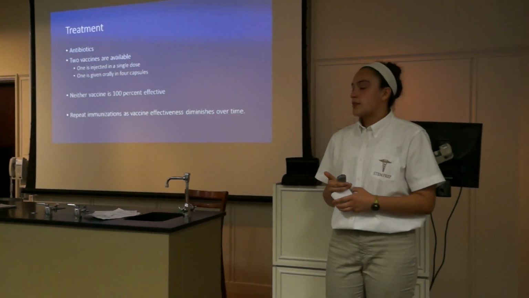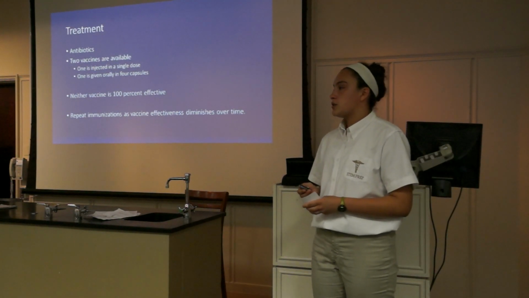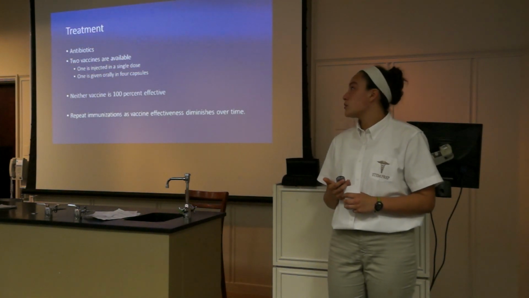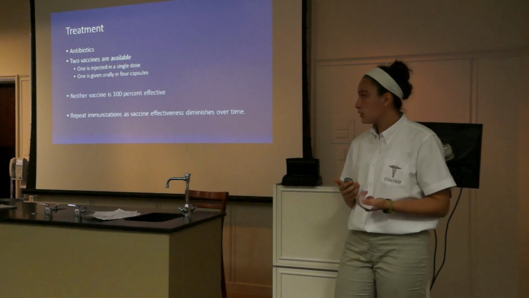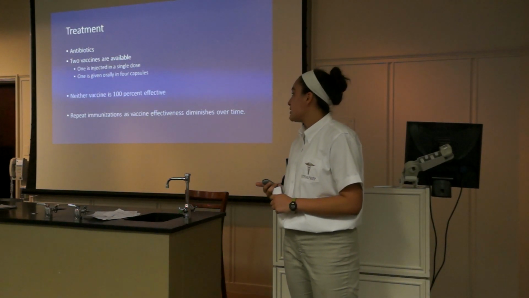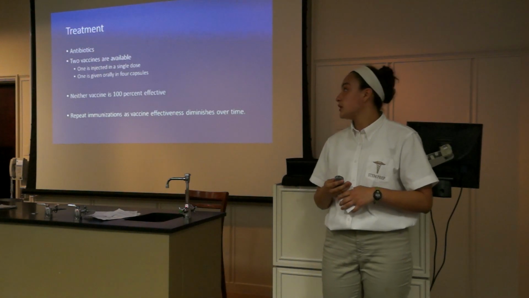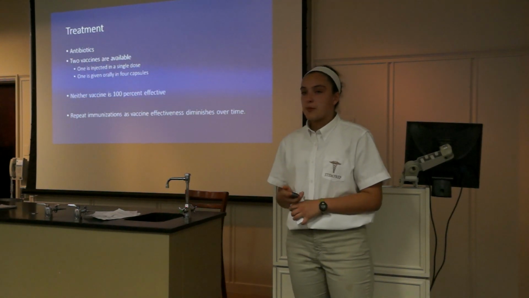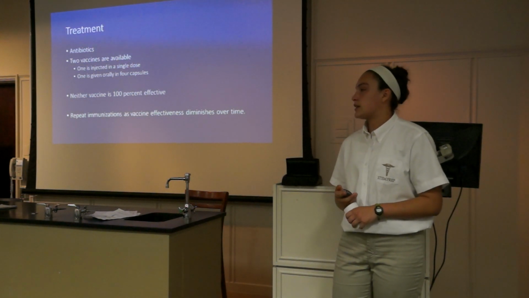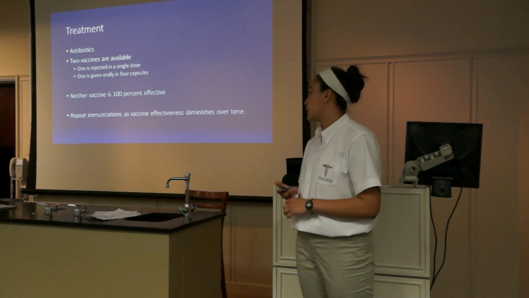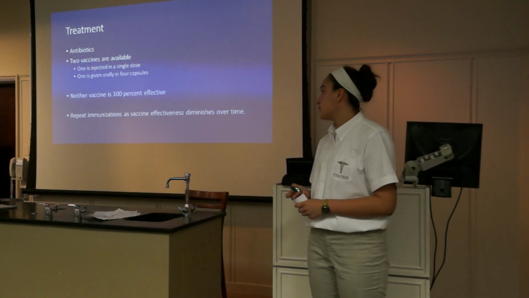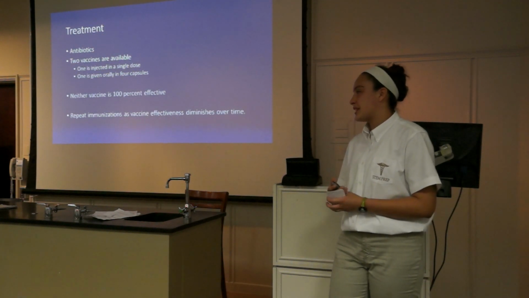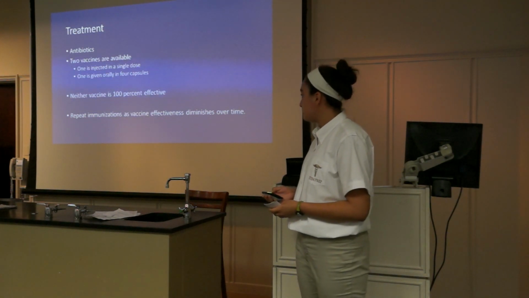There is one antibiotic that can be used called ampicillin, and it is only used once, and that is with the removal of your gallbladder. Two vaccines are available for travelers. One is injected in a single dose a week before you leave on your trip, and the other is given orally in 4 capsules. One capsule is taken before you leave, and the other 3 are taken during your trip. Neither vaccine is 100% effective, and you are asked to repeat the immunizations every 3 to 4 years.